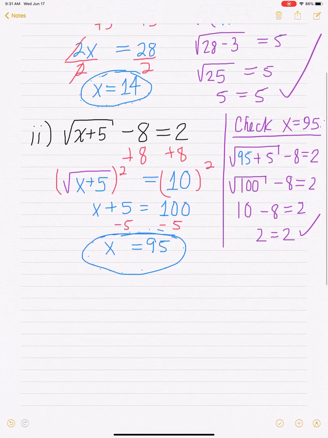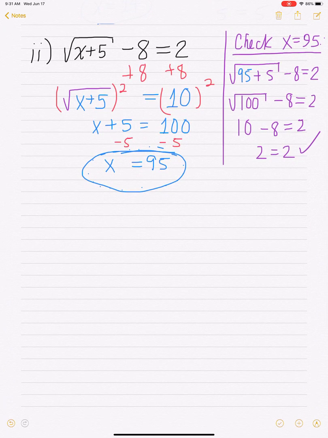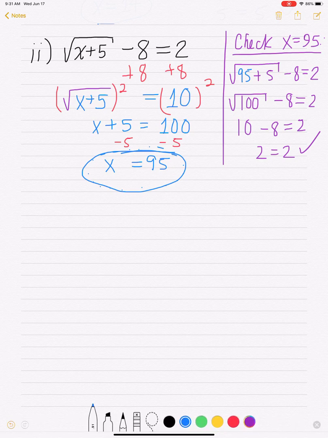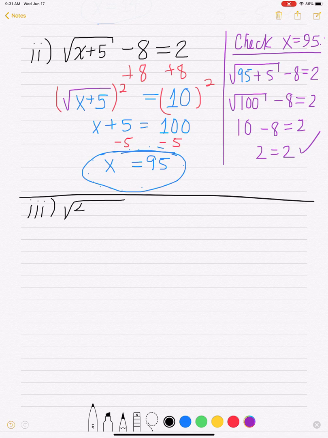All right. Number 3. Let's say I got the square root of 4x plus 5. The square root of 4x plus 5. And then after that, we got a plus 9. That plus 9 is not under the radical. And all that's equal to 2.